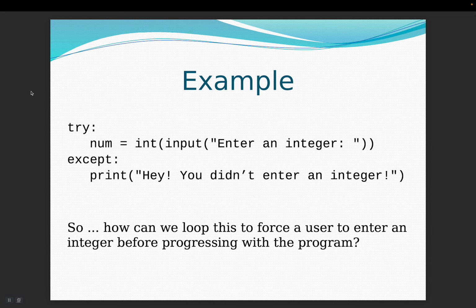Okay, so here: try num equals input. We try to take input from the user and store it in num. And if that doesn't work, print, hey, you didn't enter an integer. So how can we loop this to force a user to enter an integer before progressing with the program?